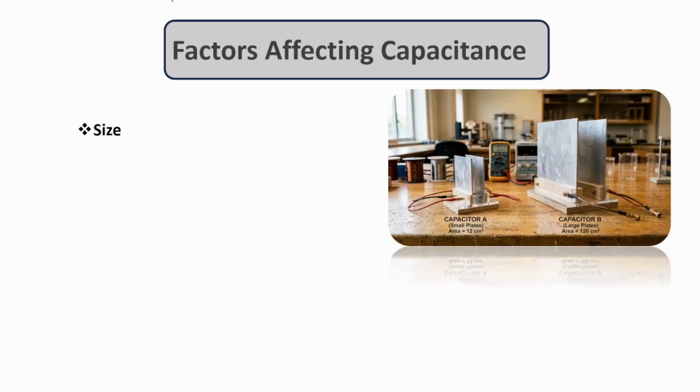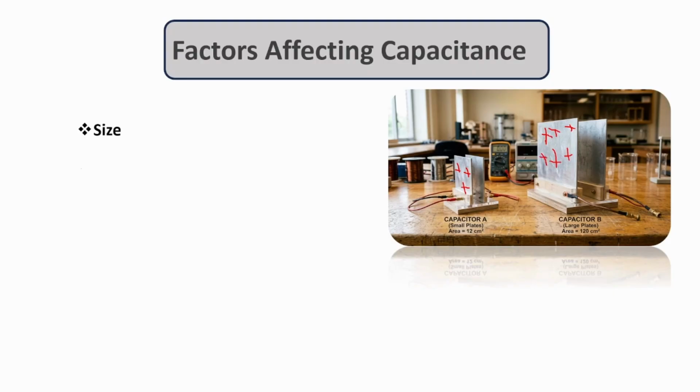So what are the factors that affect the capacitance? First is size. To understand that, we take two capacitors. Capacitor A has a small plate, and hence we can see that the charge that can be accumulated in this plate will be much less. Hence the capacitance of capacitor A will be less. And capacitor B has a larger plate. Hence the amount of charge that can be accumulated in this plate will be much higher. Hence the capacitance value will also be high.